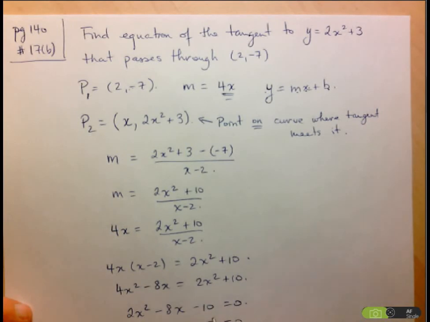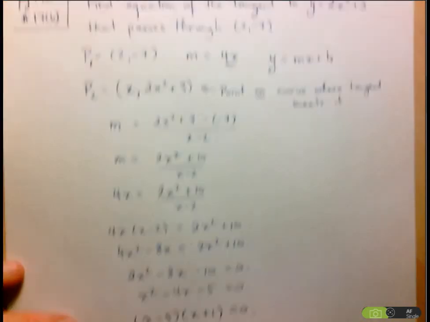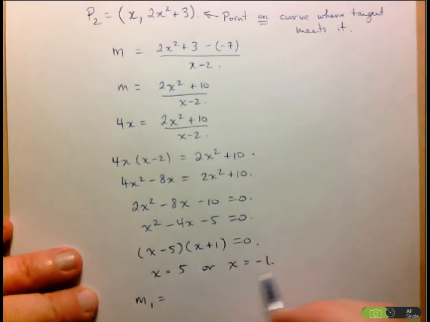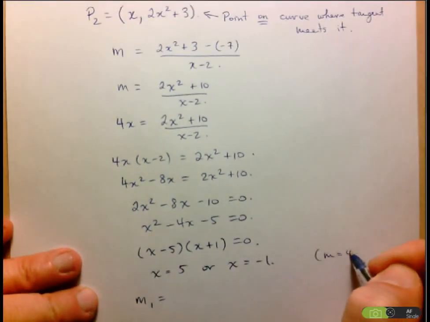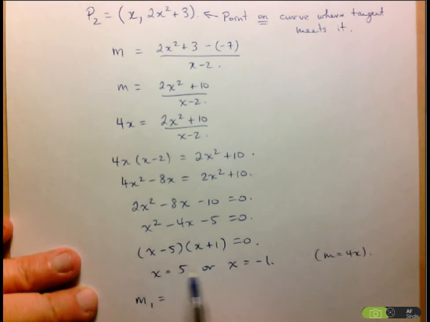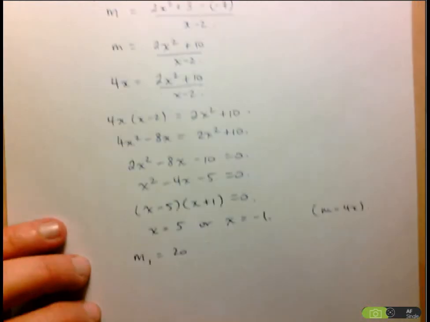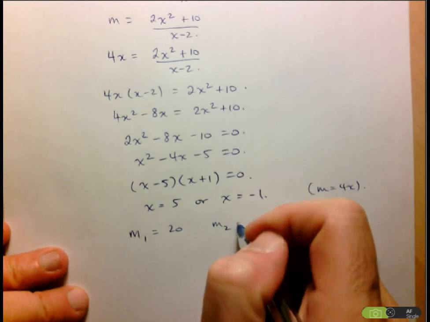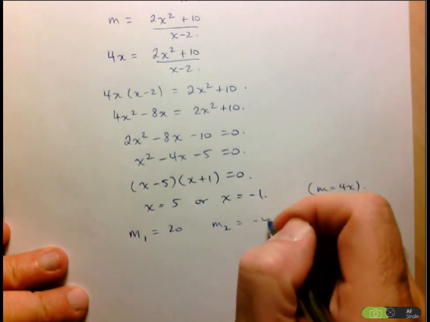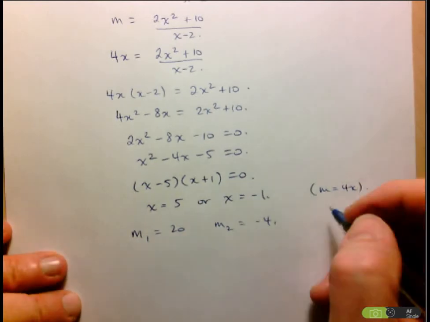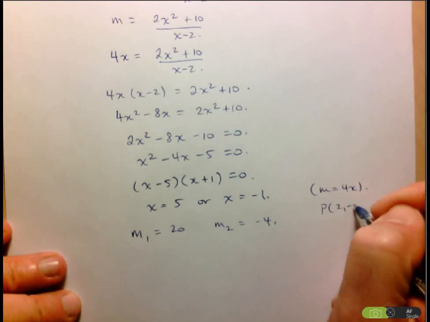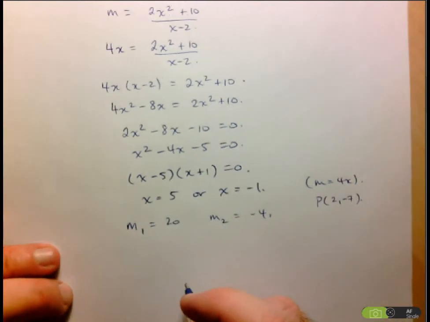Slope, remember, is 4x. So the first possible slope will be 4 times 5, which is 20. And then the second possible slope is 4 times negative 1, which is negative 4. They both pass through 2, negative 7, so let's calculate the equations.